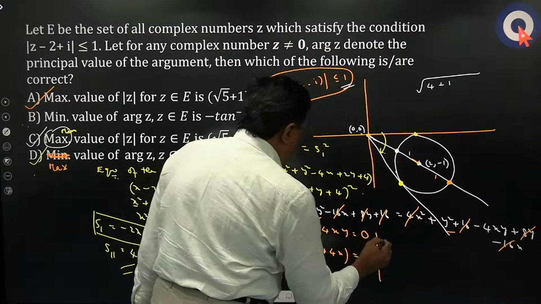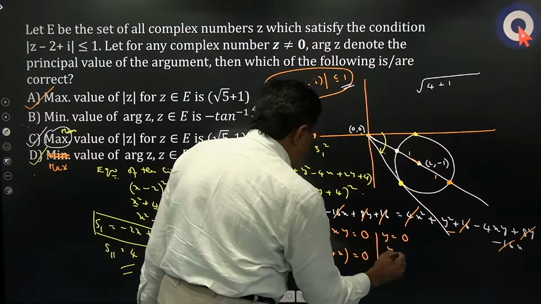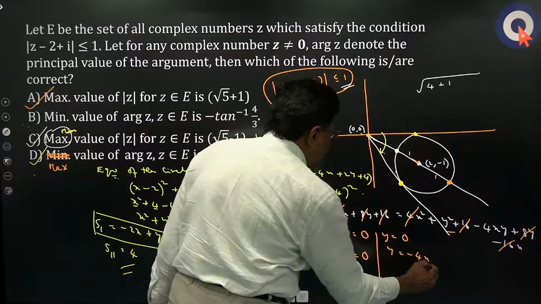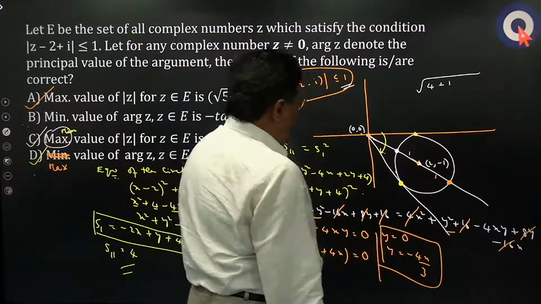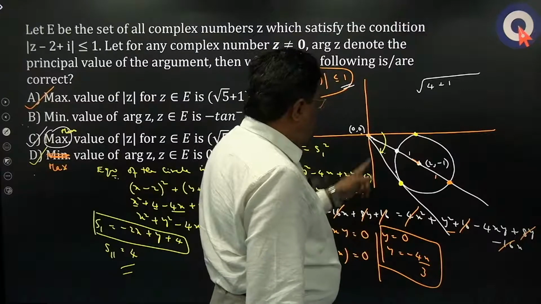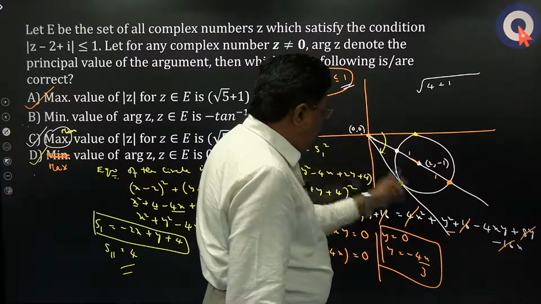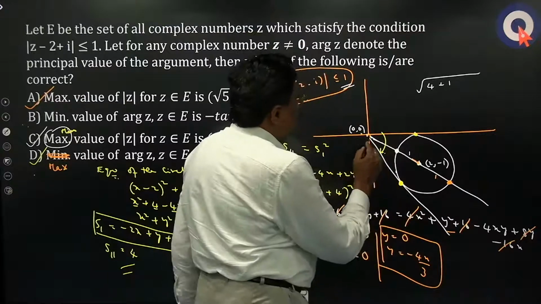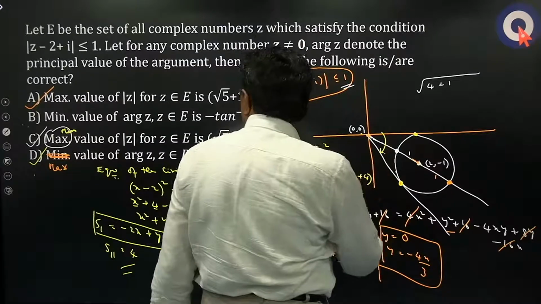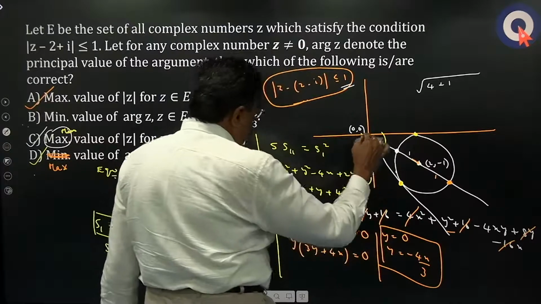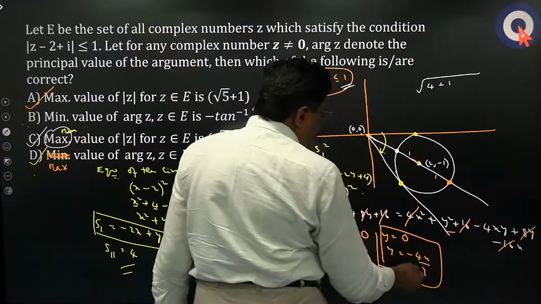So out from this y is equal to 0 is one tangent and y is equal to minus 4x by 3 is another tangent. You can see here y is equal to 0, of course the x-axis is one tangent and y is equal to minus 4x by 3, that is this line, and therefore arg of minimum value of argument is the slope of this line. Basically the slope of this line is minus 4 by 3.